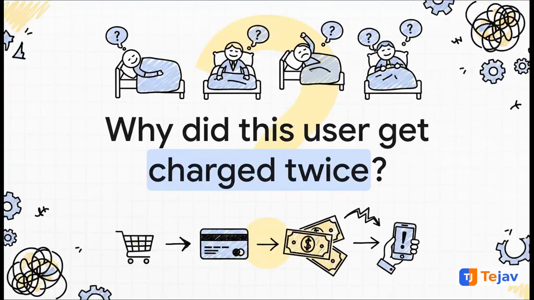Okay, let's kick things off with a total nightmare scenario, a question that gives engineers nightmares. A customer buys something, everything looks good, but then they check their bank account and see two identical charges. How in the world did this happen?